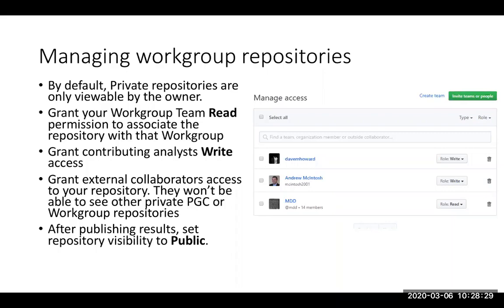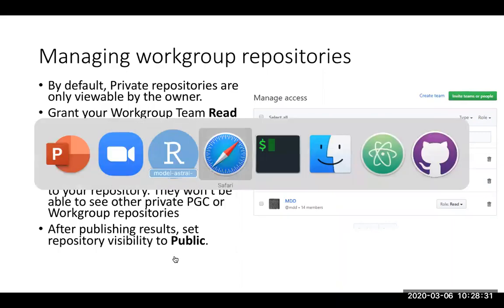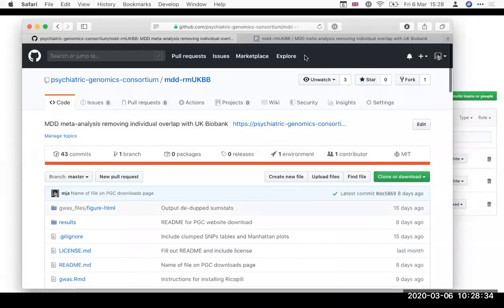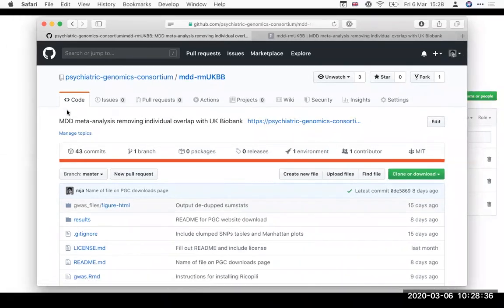So I just have an example. I'll see if I can switch to it. So just showing you, this is an analysis I've run for the MDD work group, where we wanted to do a meta-analysis that removed overlap with UK Biobank. So this is just publicly viewable.